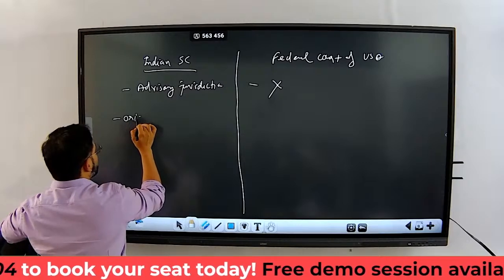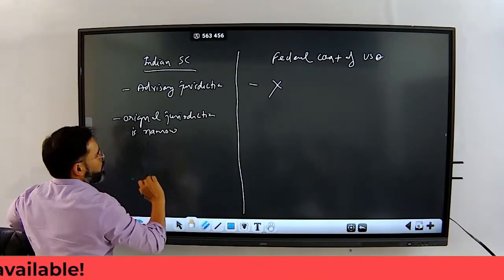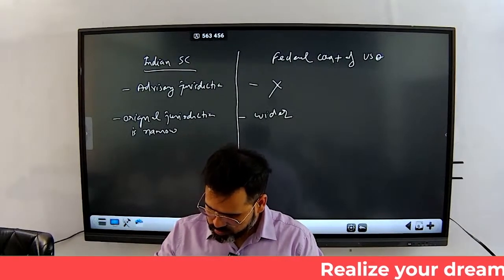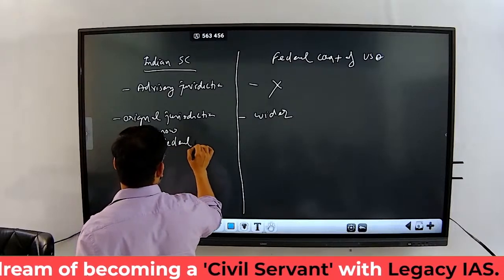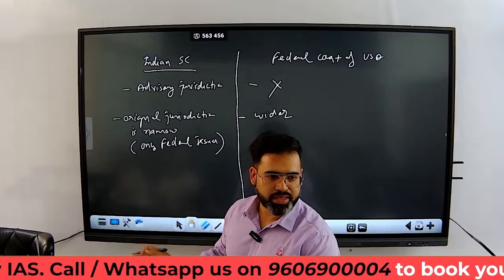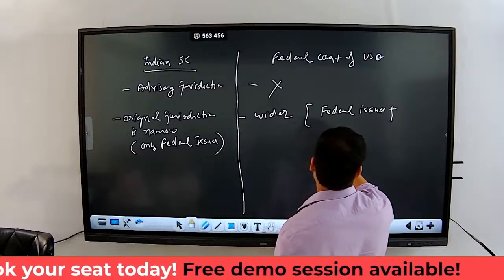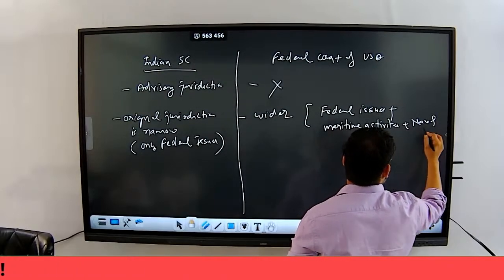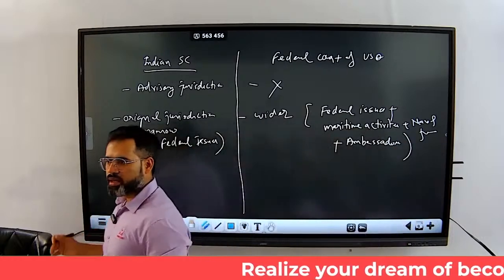Next, original jurisdiction is narrow here, while there it is wider, because this includes only federal cases, only federal issues. The Indian Supreme Court has original jurisdiction only in federal issues like center versus state, state versus state. And what will the US court include? Federal issues plus maritime activities, plus naval forces, plus ambassador-related issues. So there the original jurisdiction is larger.